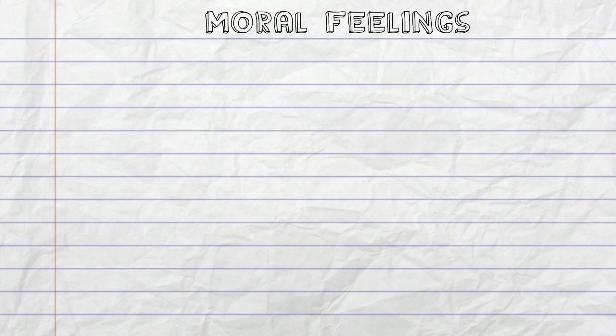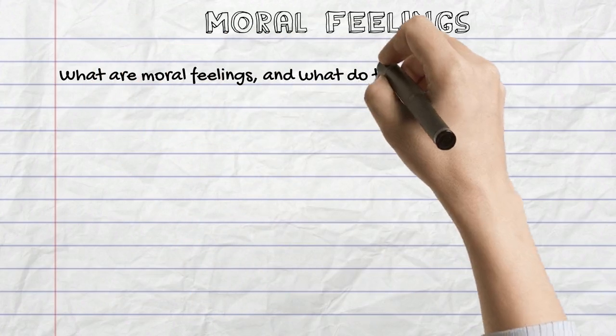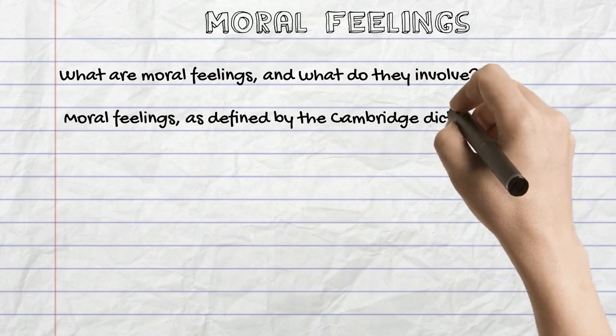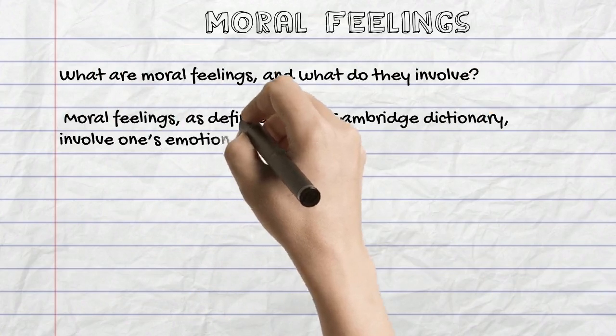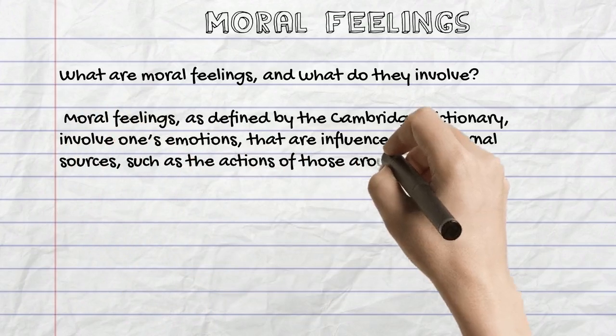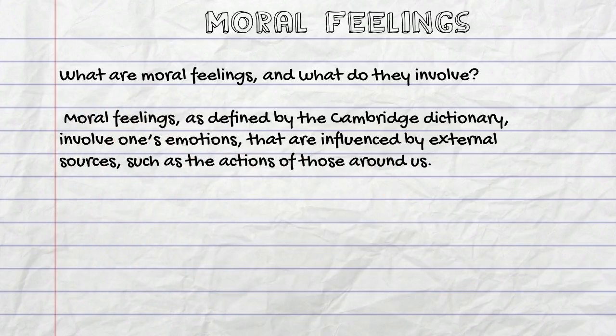When breaking down moral development into its core concepts, moral feelings is the first key aspect that determines an individual's moral interactions with others. First, we must ask ourselves, what are moral feelings and what do they involve? What does it mean when we talk about our feelings? Moral feelings, as defined by the Cambridge Dictionary, involves one's emotions that are influenced by external sources, such as the actions of those around us.